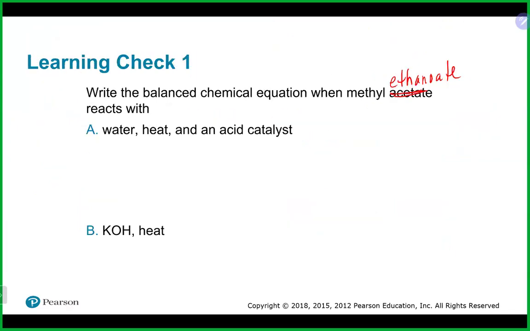All right, so why don't you try one here? Why don't you write the reactions if you started with methyl ethanoate and you did water, heat, and an acid catalyst, and you did in B potassium hydroxide and heat. So see.